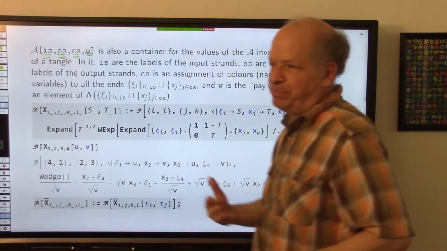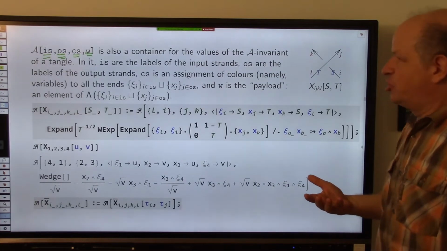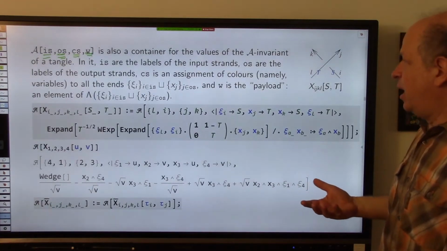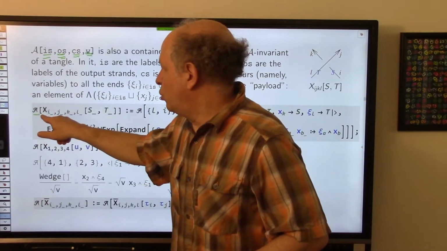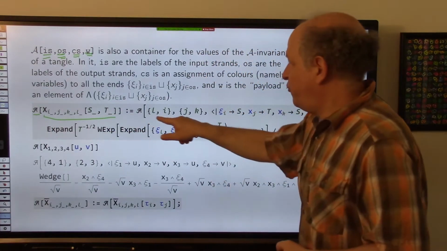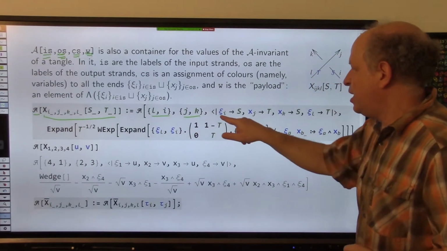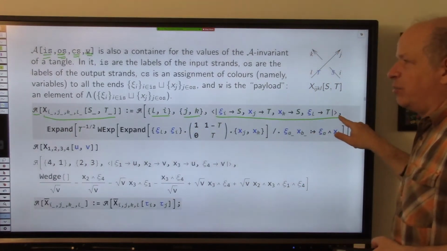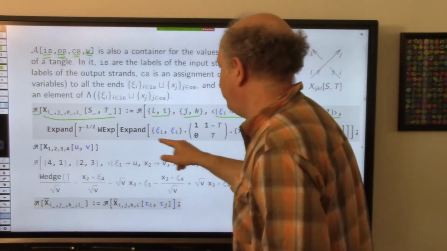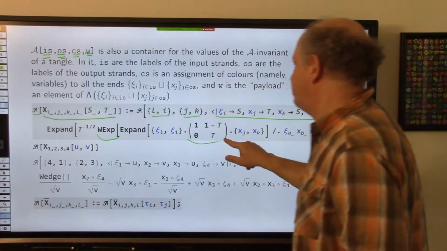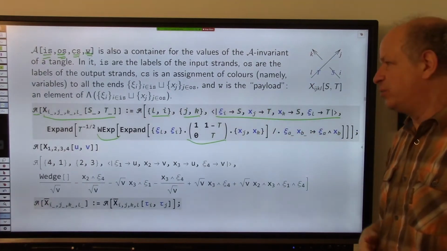So omega is the most important thing. It's the payload. It's an element of an exterior algebra. Okay? So for example, the A invariant of a crossing is defined to be, well, the input strands are L and I, the output strands are J and K, the color rules are written here, and the payload is exactly the formula I wrote before. So the exponential of this Burau thing, and then there is unfortunately some linguistic constructs around it.